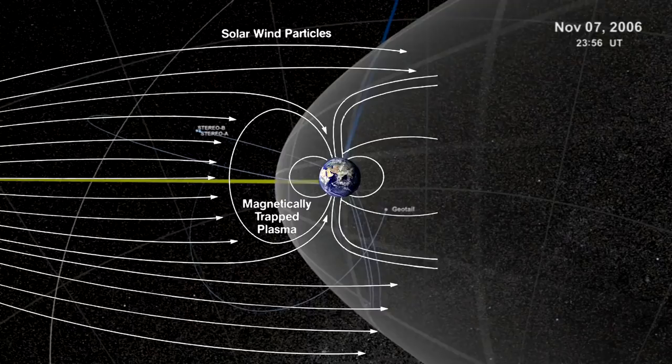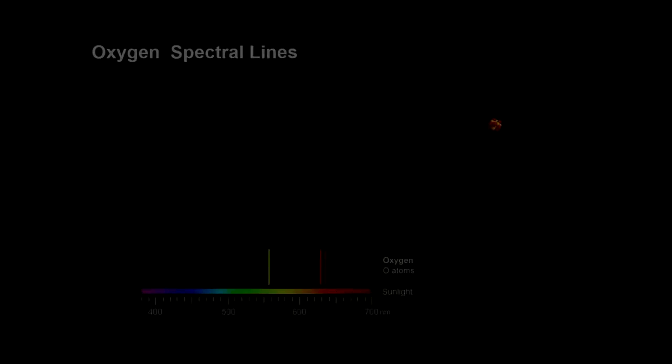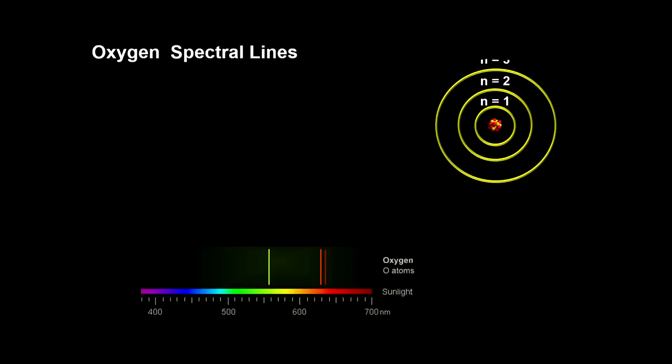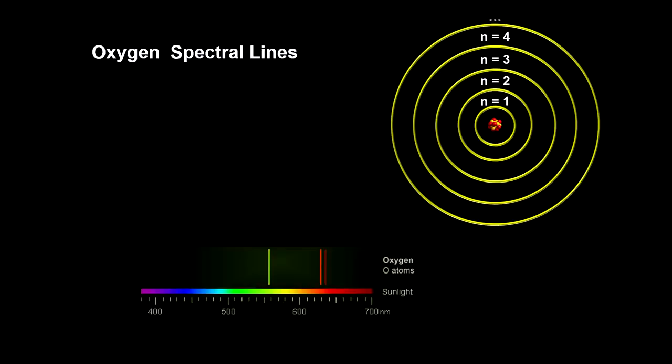I'll take a minute to explain this because it's relevant for understanding how a star's light can tell us how far away the star is. Thanks to the work of Niels Bohr, a Danish physicist, we discovered that electrons attached to atoms occupy quantized discrete energy levels called shells. The further the shell is from the nucleus, the greater the energy level and the larger the quantum number.